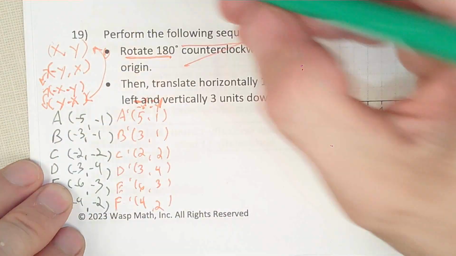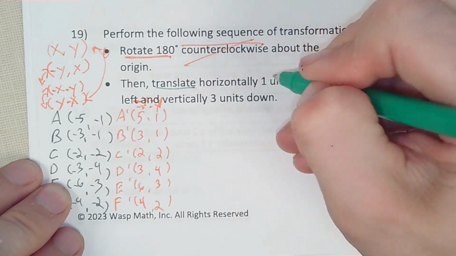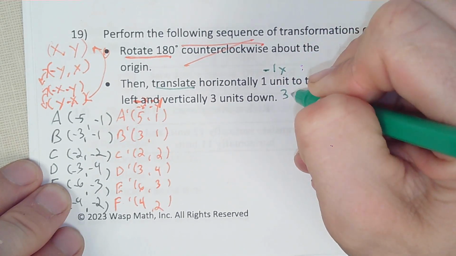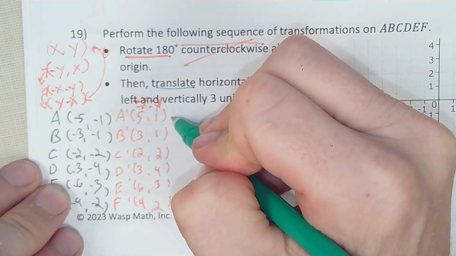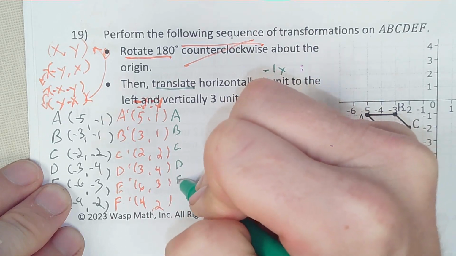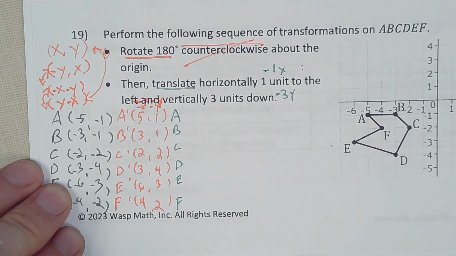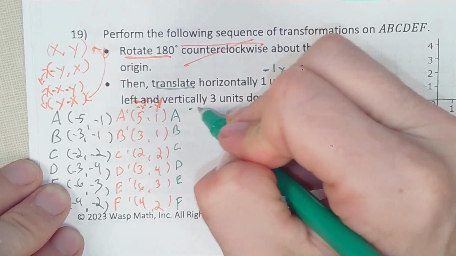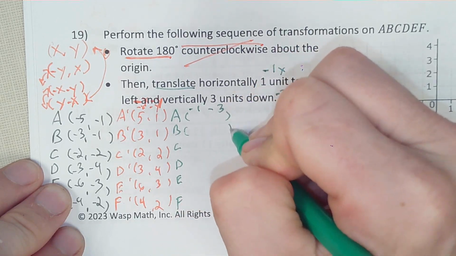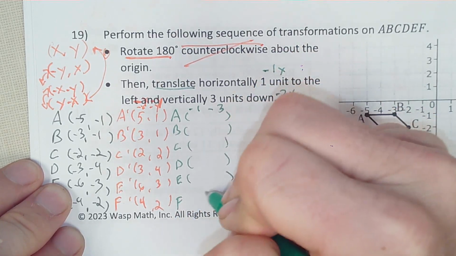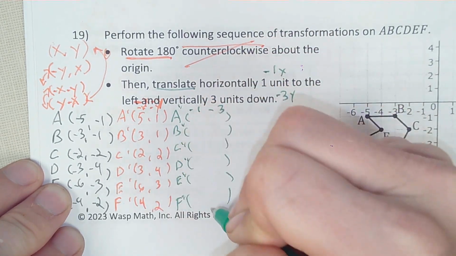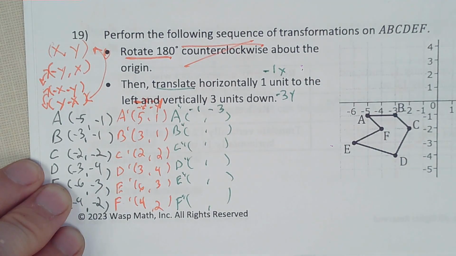Okay, the second one is another translation. 1 unit left, so it's going to be negative 1 unit for my X, and 3 units down, so it's going to be negative 3 units down. All right, so this is going to be A, B, C, D, E, F. Okay, so that's going to be -1 and -3 for my double primes.